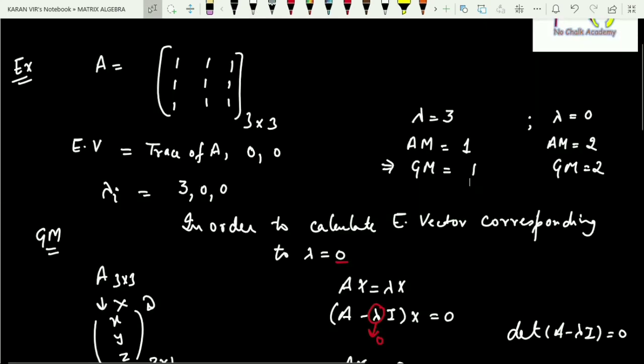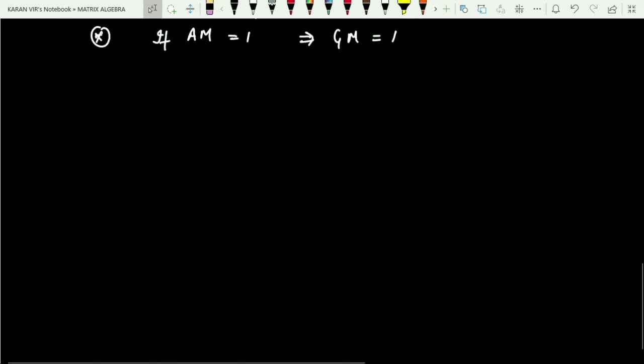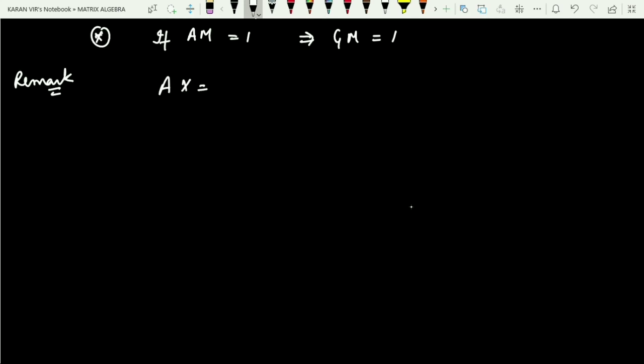Now, calculating geometric multiplicity by this method will be a bit time consuming. So let us learn a trick or a way to calculate the geometric multiplicity in much less time. So remark, where we started from is we started from Ax equals lambda x.